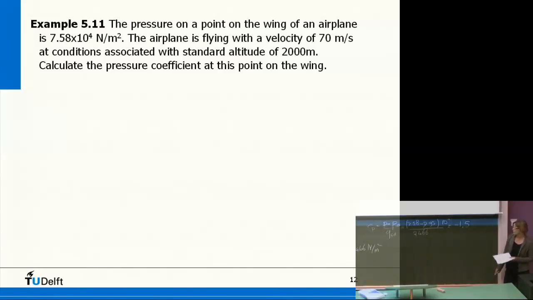So minus 1.5. Do we need to do a compressible correction, a compressibility correction, Prandtl-Glauert? No. Why not? 70 meters per second. So it's low speed. It's below 100 meters per second.